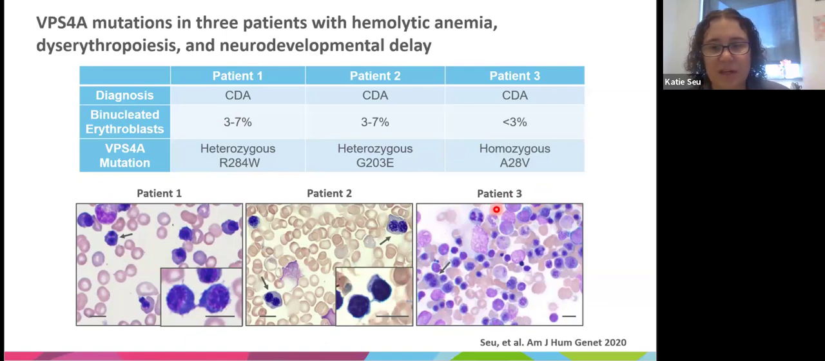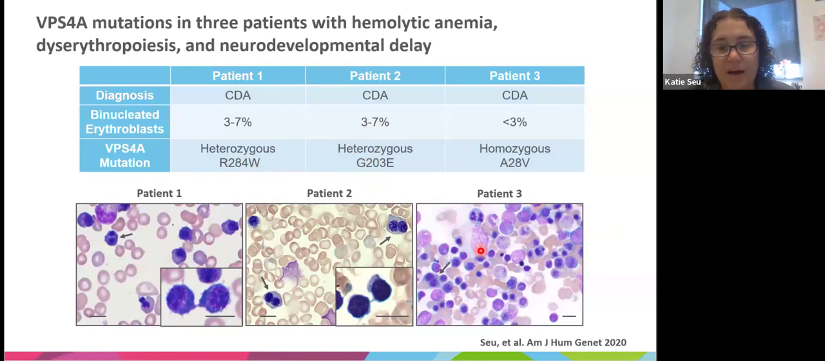So this was, very briefly, a story of 3 unrelated patients that had a syndrome of CDA-like disease with transfusion-dependent anemia, binucleated erythroblasts in the bone marrow, as well as erythroblasts joined by these cytoplasmic bridges that you can see here. Whole exome sequencing was performed after an initial sequencing was done, and they didn't have any mutations in any of the known CDA-causing genes. The whole exome sequencing revealed de novo heterozygous mutations in a gene called VPS4A.